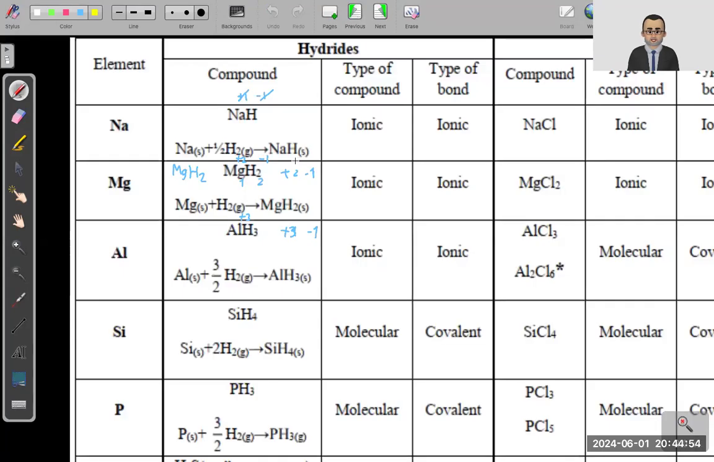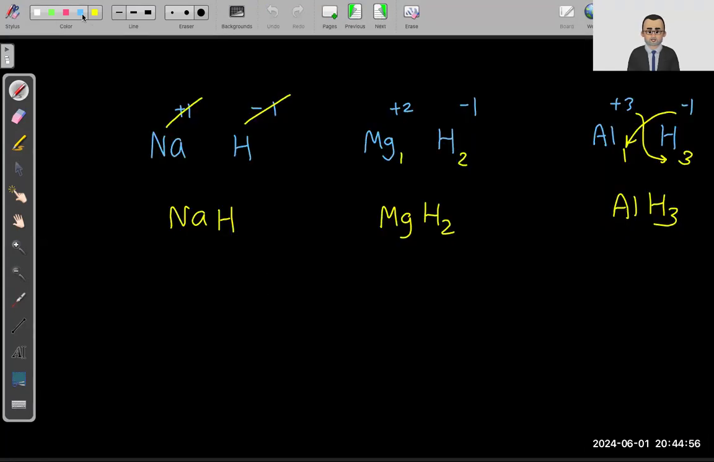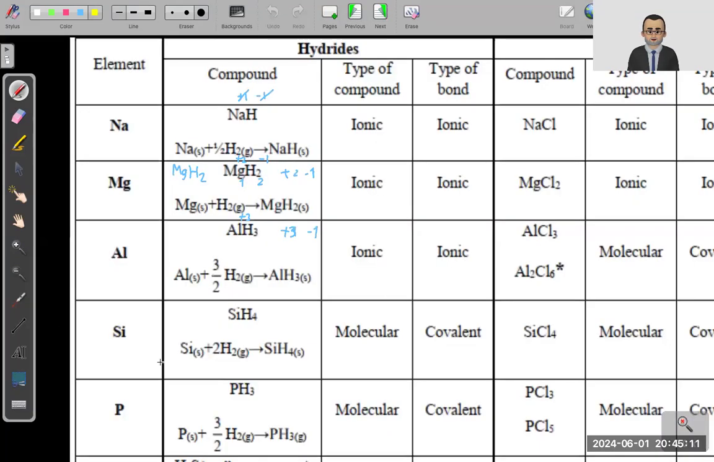The silicon, again, silicon is in group 4. So let's try silicon. Silicon is +4, and hydrogen is -1. So again, switch the numbers. What will be the product? Put the 1 here and 4 here. So the compound is SiH4.